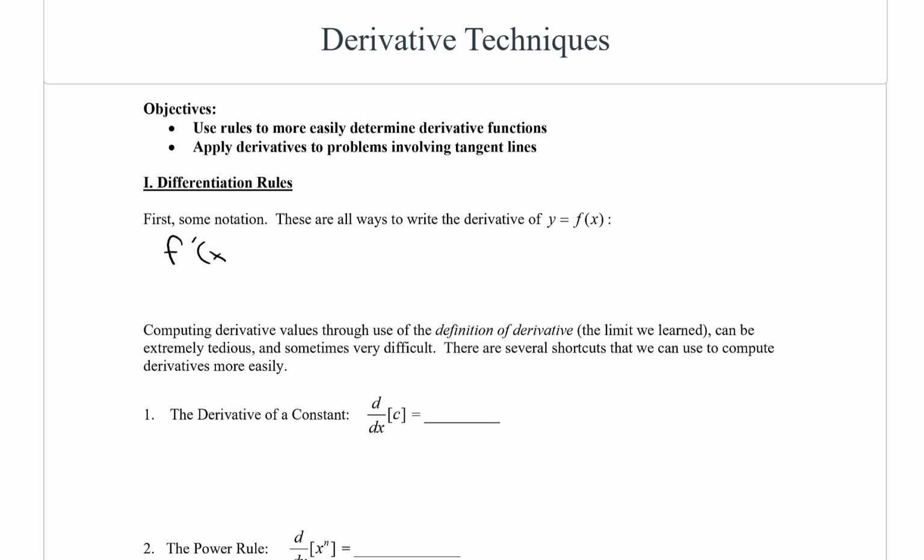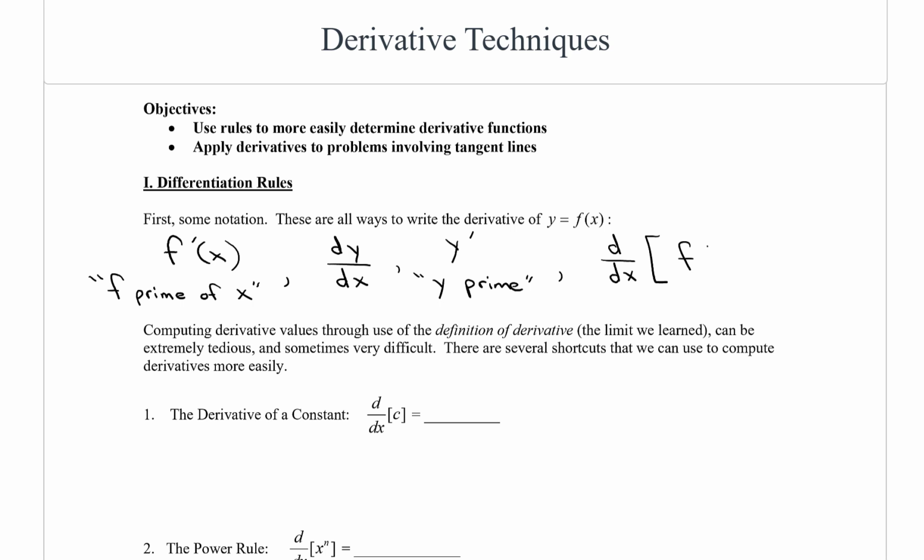These are all ways to write the derivative of y equal to f of x. We can write it as f prime of x. We can write it as dy over dx, the derivative of y taken with respect to x. We can write it as y prime. We can write it as d over dx of f of x, the derivative of f of x taken with respect to x.